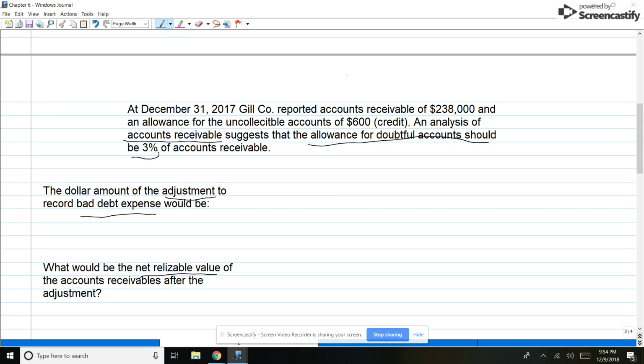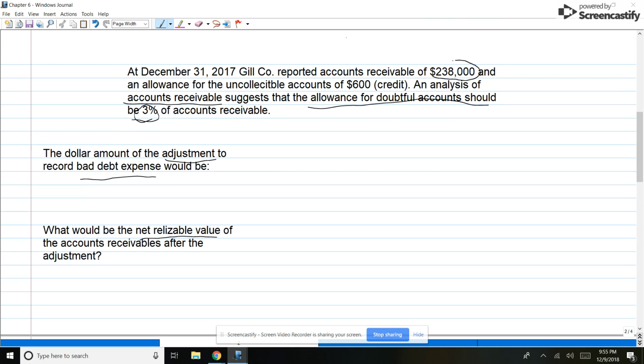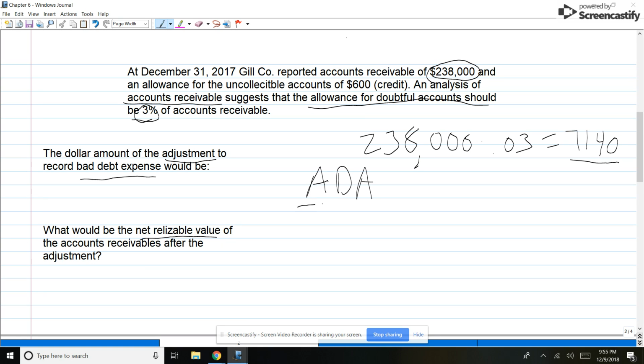In this way, all we do is take this 3% and multiply it by this 238,000 to get what our allowance for doubtful accounts should be after the adjustment. I'll explain what that means after I do this quickly. This amount is going to be 7,140. This is what they want the allowance for doubtful accounts to be at the end of the adjustment. So let's make a quick T account to make this easier.